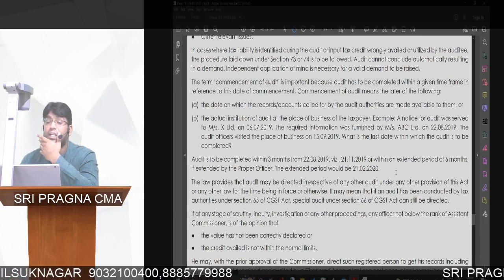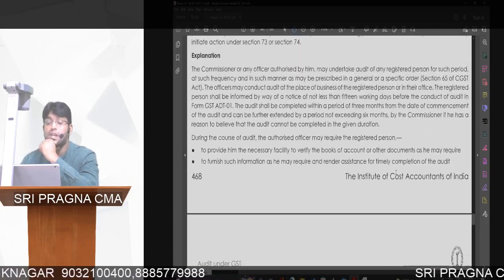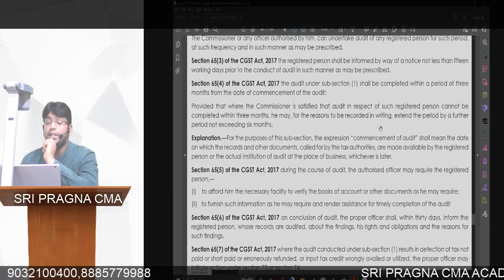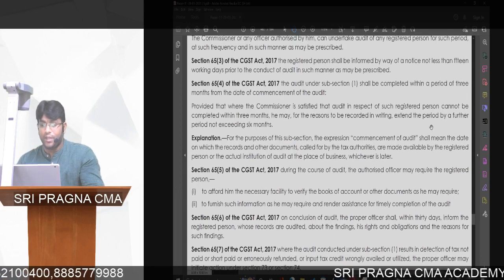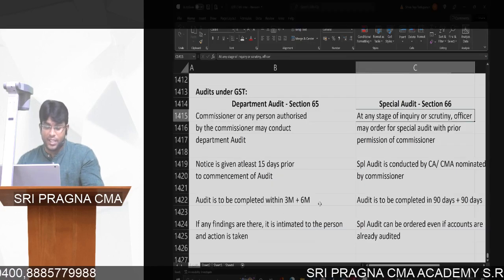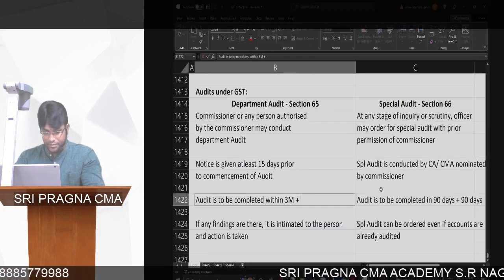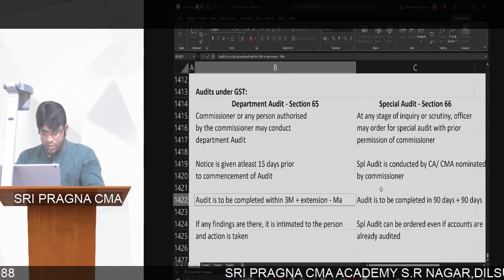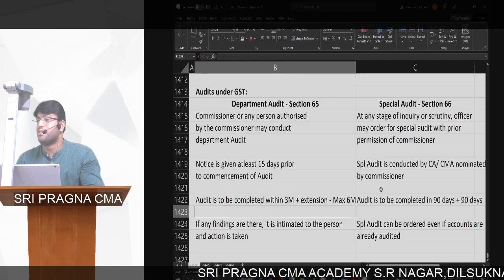So technically it is not 3 months plus 6 months, it is 3 months. Further extension, further period not exceeding 6 months. That is, 3 months basic period plus extension, total is maximum 6 months.